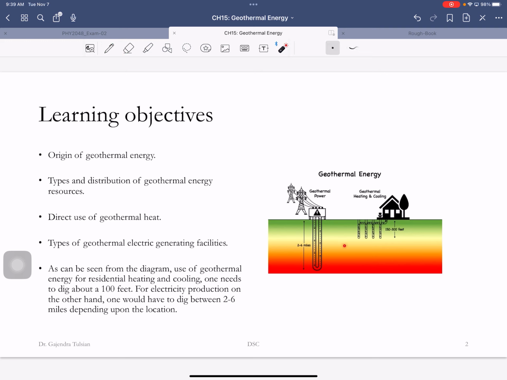As you go down deeper, the temperature rises, and that's what's indicated by this color diagram. So the deeper you go, the hotter it gets. Now, if you want to boil water, you want to be somewhere where it's about 200 degrees Celsius. And to do that, you have to go about 3 to 4 miles deep.